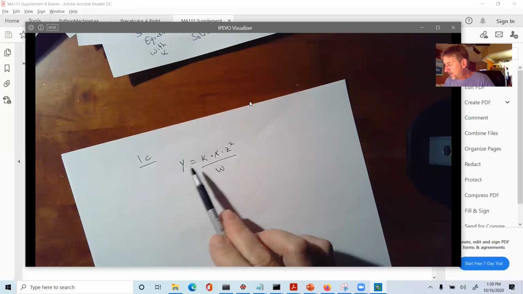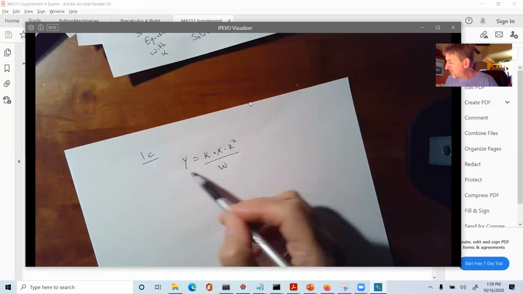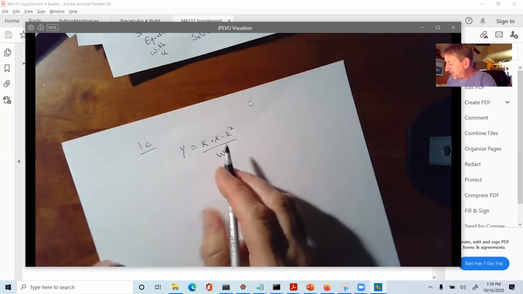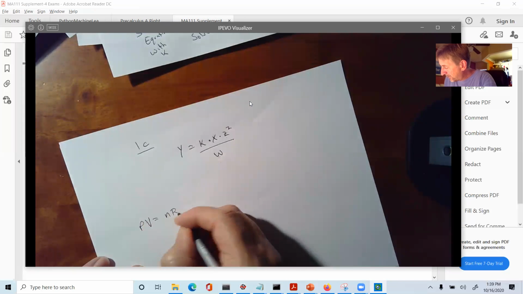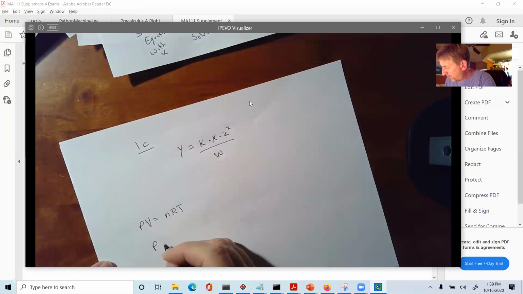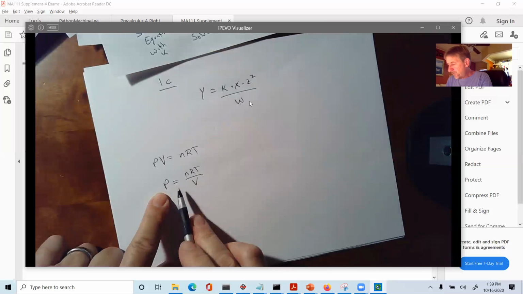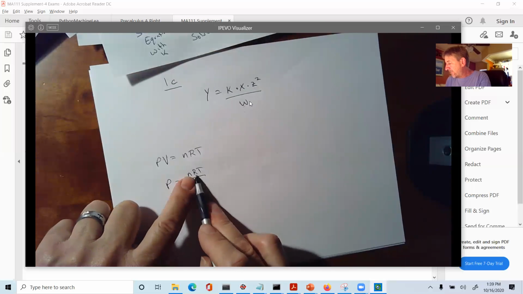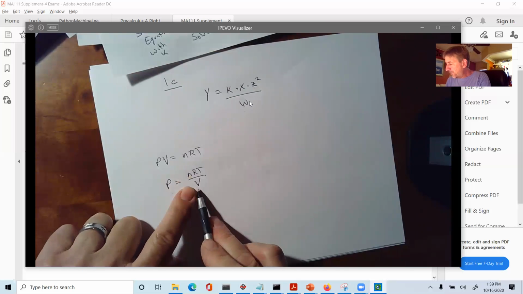So y varies directly with these and inversely with w, which is kind of like the ideal gas law. You've got PV equals nRT, but you could say the pressure equals nRT over the volume. So the pressure varies directly with the number of molecules, this is that rate constant, and the temperature, and inversely with the volume.